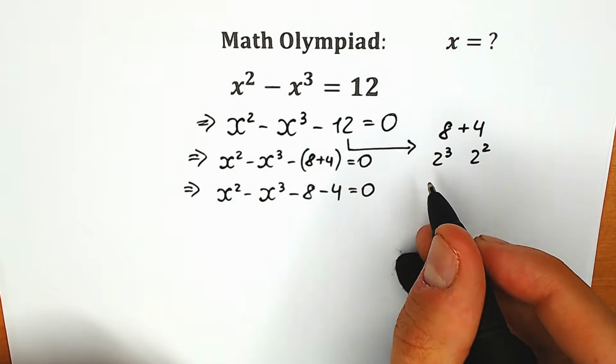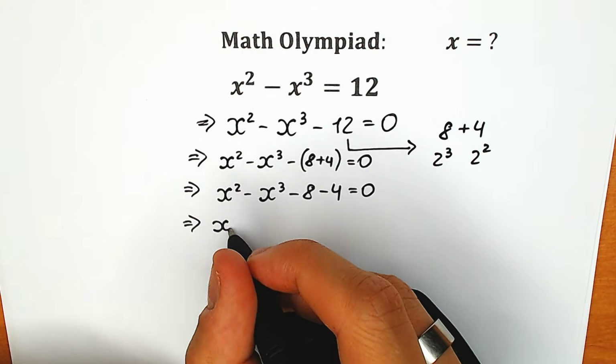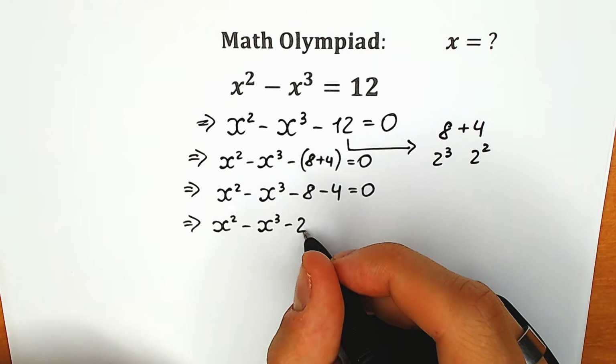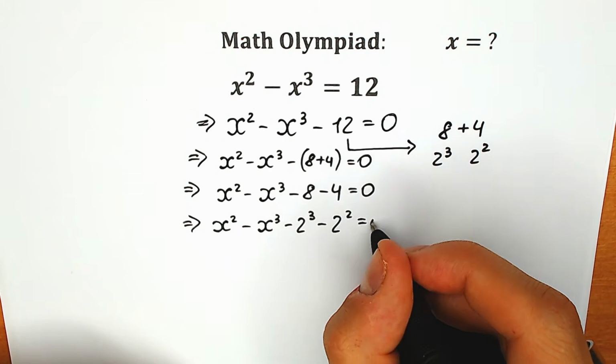Right now this 8 can be written as 2 cubed. As I said before, we need to write it like that. So we have x squared minus x cubed minus 2 cubed, and 4 can be written as 2 squared, minus 2 squared, equal to 0.